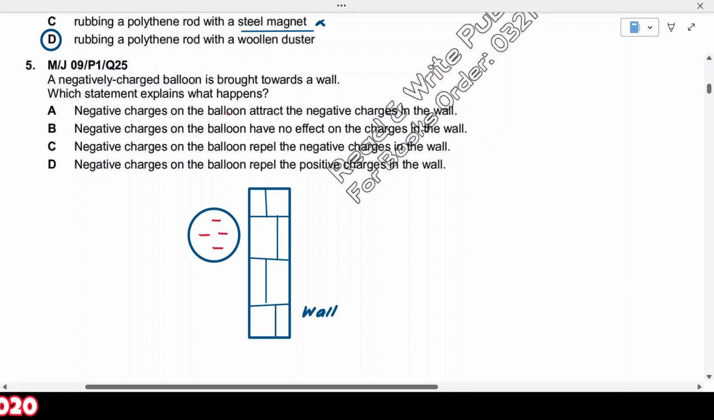Which statement explains what happens? The negative charges on the balloon attract negative charges in the wall, not in a million years. The same charges never attract. Negative charges on the balloon will have no effect on the charges on the wall. It does have. The negative charge on the balloon repels the negative charges in the wall. Okay, we'll consider this one.